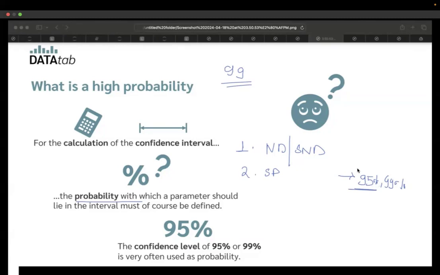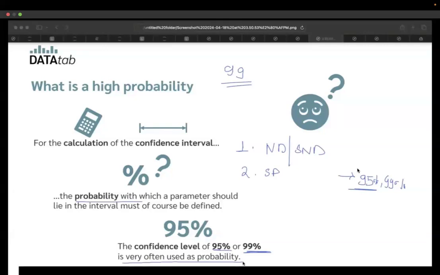So a confidence level of 95% or 99% is very often used as the probability. Understand one thing: whenever you solve a question on CI, or confidence interval, this probability level, or confidence level, is always going to be there. They will ask you to make a claim about the average height of the whole population with 95% confidence.